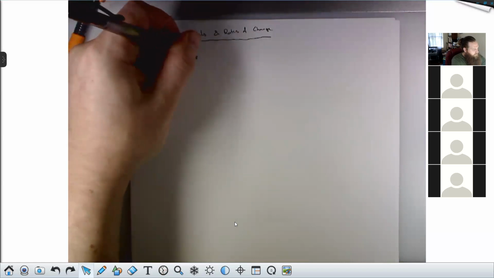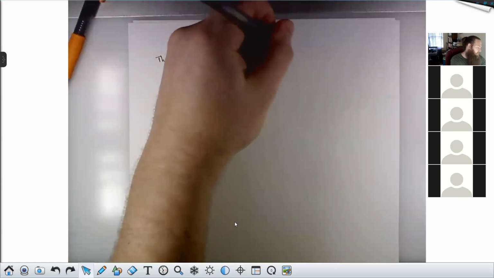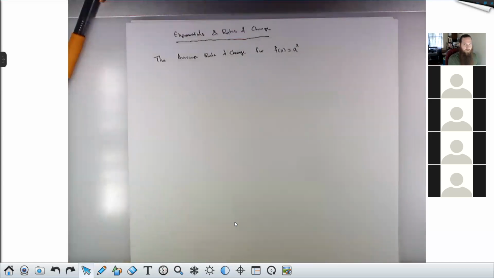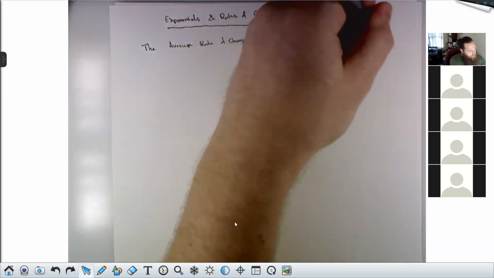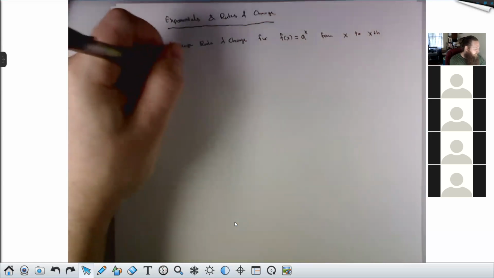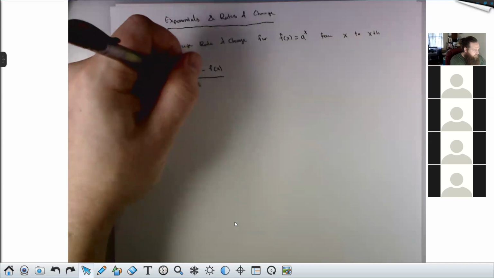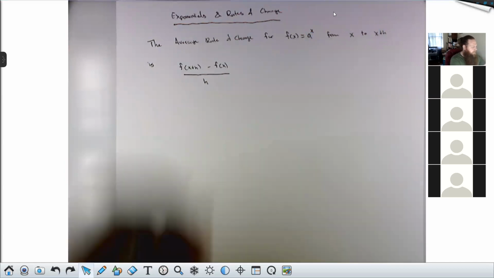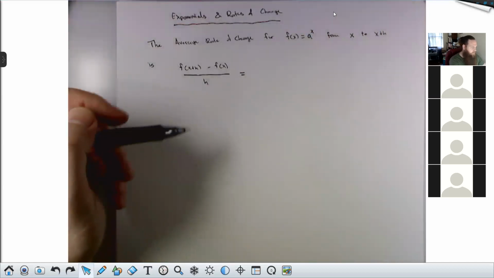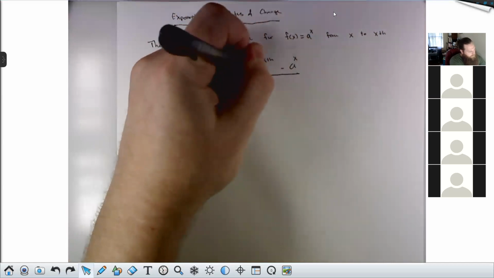The average rate of change for, I'll call it f of x equals a to the x, so just a generic exponential function, from x to x plus h. It's f of x plus h minus f of x all divided by x plus h minus x, which is h. It's this difference quotient. We saw this earlier. I'm not using a and a plus h because I don't want to confuse with this a. So just say x and x plus h. If I plug in to this recipe, which is the good old fashioned average rate of change recipe, I get a to the x plus h minus a to the x all over h.